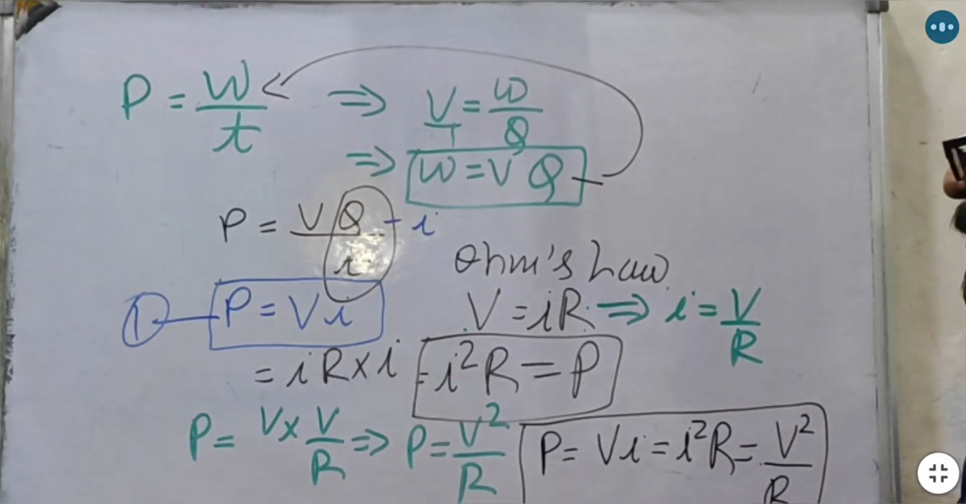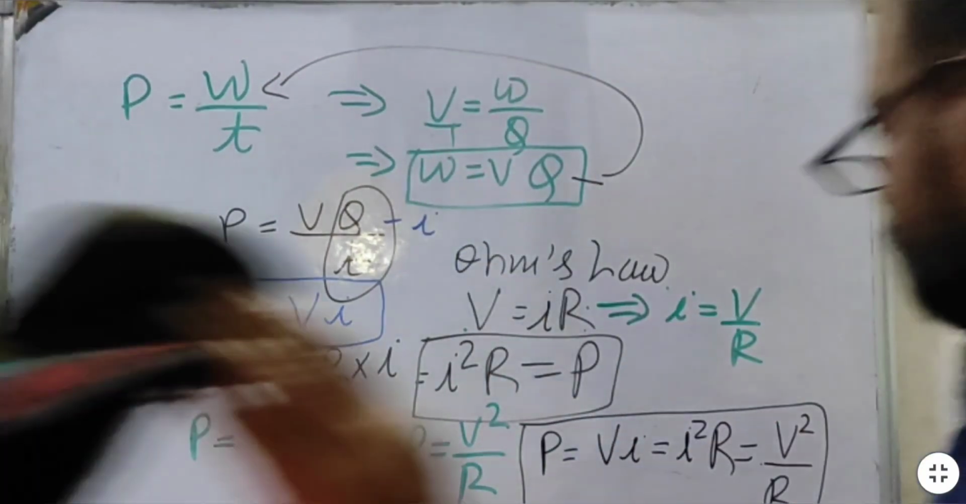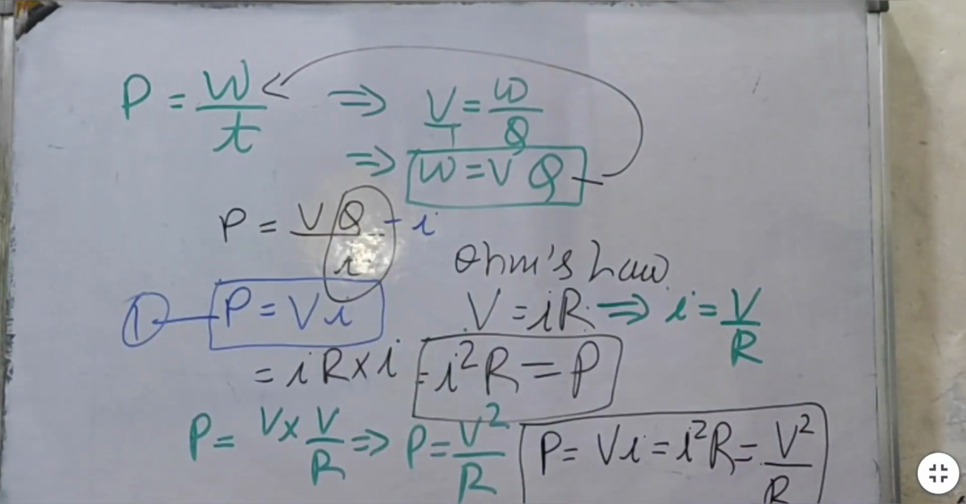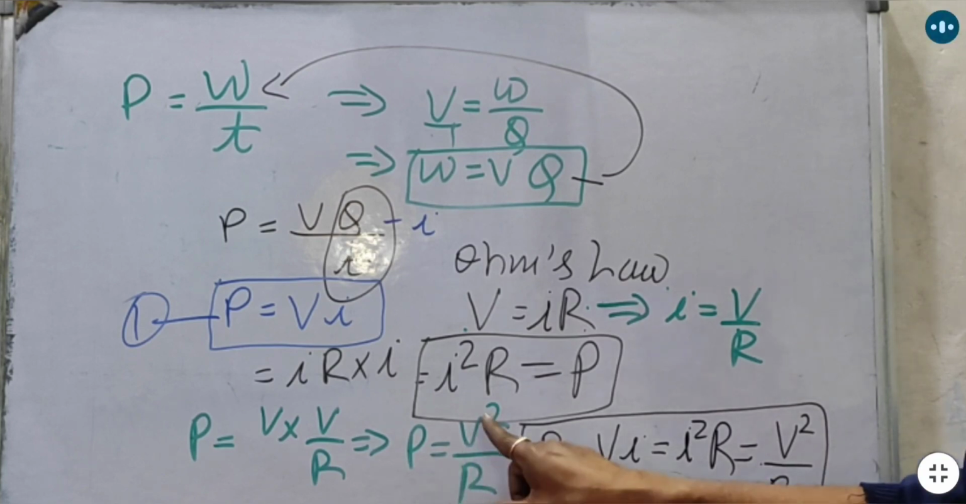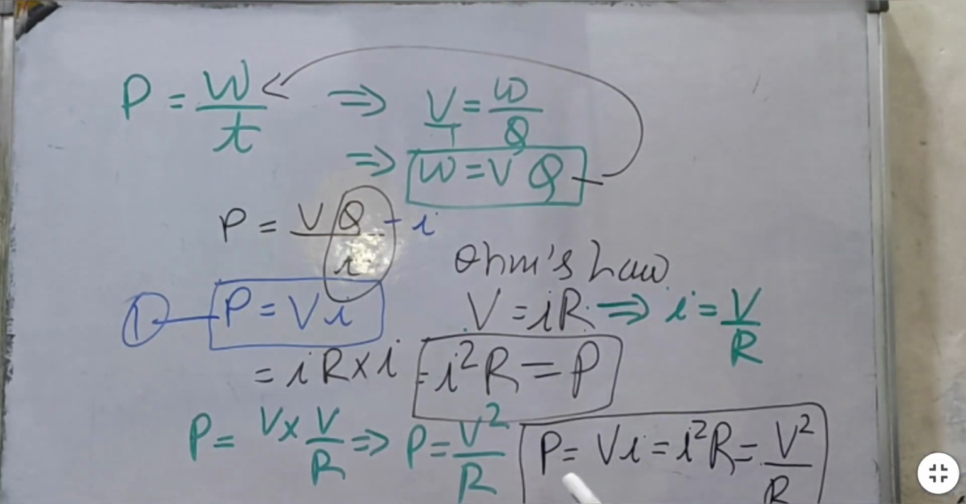Okay, should I rub this? P is equal to V square upon R, right? Then we have P is equal to VI is equal to I square R. Okay.